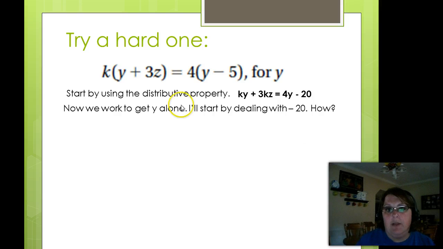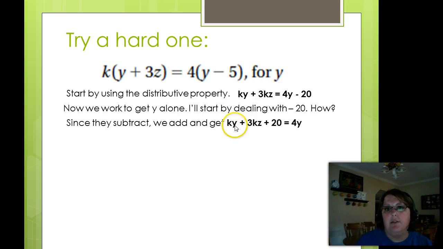Again, we are working to get y alone. I'm going to start by dealing with this minus 20. So how do we deal with minus 20? You're going to have to add 20. And again, when you add 20 here, that leaves us with just 4y. And then we're just going to write the plus 20 in after the 3kz. So ky plus 3kz plus 20 equals 4y.